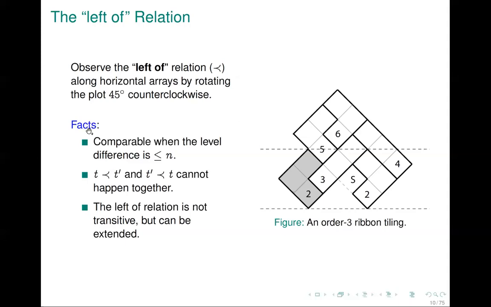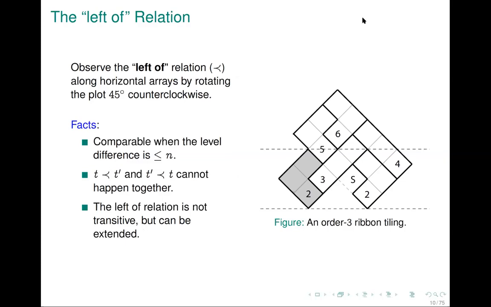And here are some facts. Two tiles are only comparable when their level difference is less than or equal to n. For example, here n equals 3, and 2 and 6 are not comparable since their difference is larger than 3. And the second item, you cannot have both relations hold together. You can only have one tile on the left of the other, but you cannot have both. And maybe the third item, the left-of relation is not a partial order because it's not transitive. In principle, we can extend it, but I won't use much argument about partial order, so it's okay if you ignore this. Okay, so this is the left-of relation.